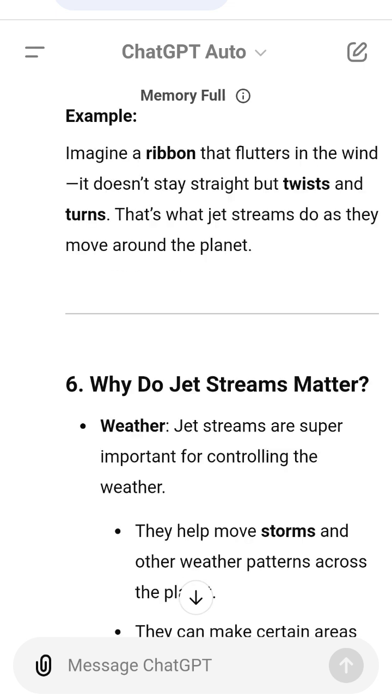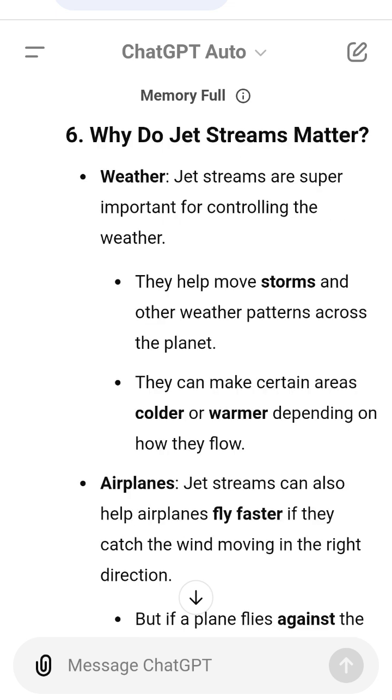This is how pilots and scientists learned about jet streams, and soon they became an important part of understanding weather patterns and aviation.